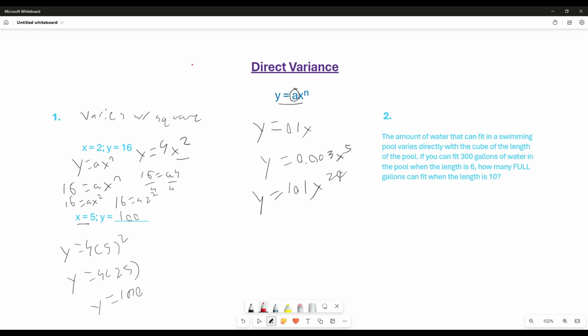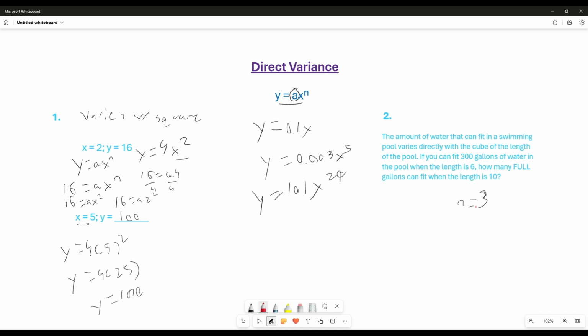Oh, but Krip, it's a word problem. Yeah, who gives it? Anyways, so the amount of water that can fit in the swimming pool varies directly with the cube of the length of the pool. All right, n equals 3. It varies with the cube. If you can fit 300 gallons of water in the pool when the length is 6, how many full gallons can fit when the length is 10?